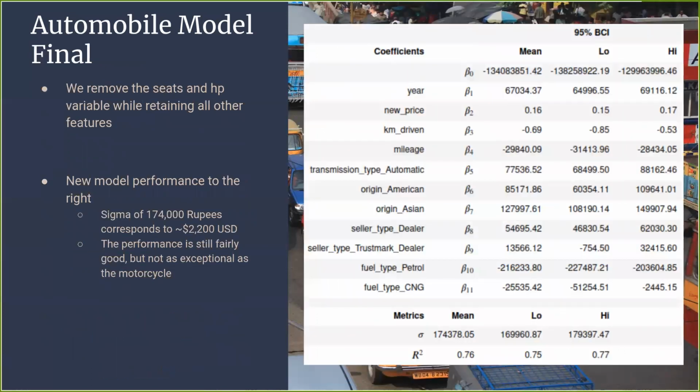So moving into our final model, we've removed those fields we mentioned and left in all the other features as we were able to explain the opposite signs we saw. And we got a new model, pretty similar performance. The sigma error was about 2,000 US dollars, so still pretty good, but not as exceptionally good as the motorcycle model.